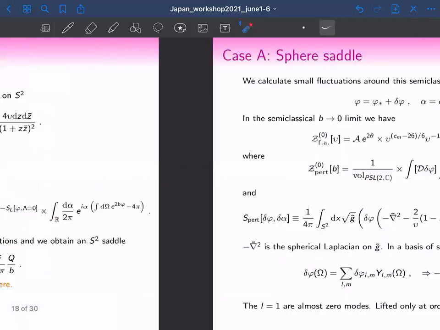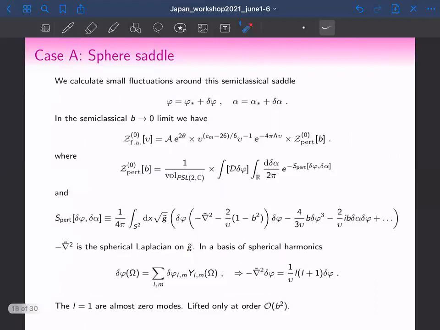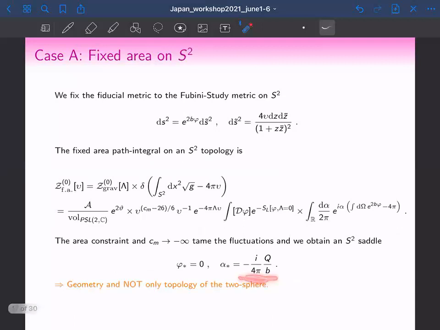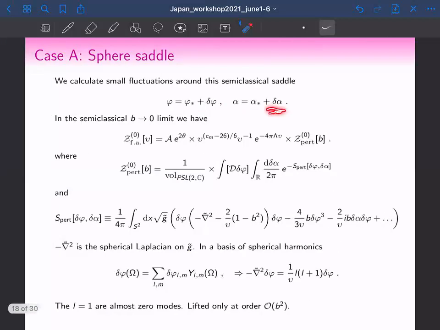Perfect. Now, what are we going to do? We have found this 2-sphere, and now we're adding fluctuations to this sphere saddle. We're going to add a delta phi and a delta alpha to the two fields that we have in the theory. So phi star is the saddle, which was 0 here, and this combination for alpha star, and we're adding small fluctuations, delta alpha and delta phi.